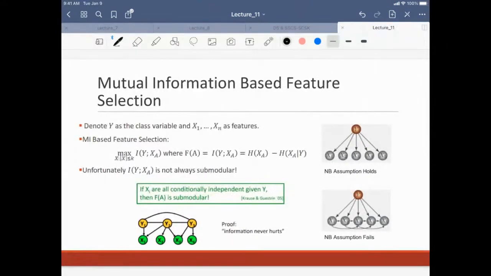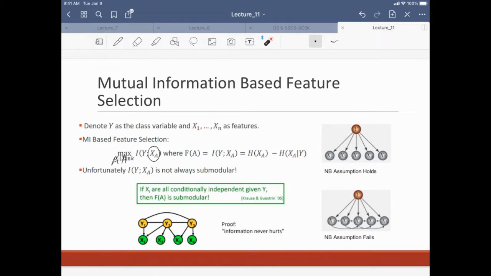So there are a couple of approaches for feature selection, and the basic premise here is that you can do mutual information based feature selection. So the idea is that we have a set of features A. I think this should be A actually over here. So this is A, and X_A is a set of features. So how do I select a subset A of features which maximizes the mutual information between my class and my set of features? Here y is the class variable, and X_A is a subset of features I'm selecting.